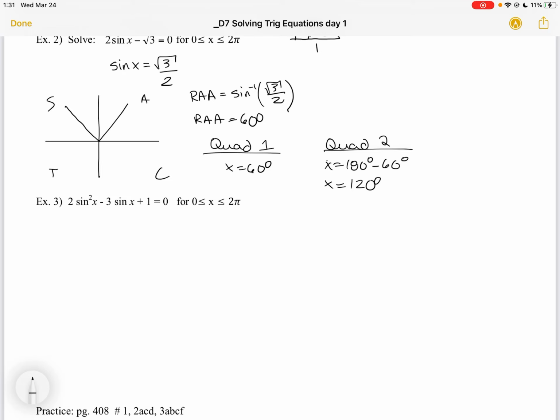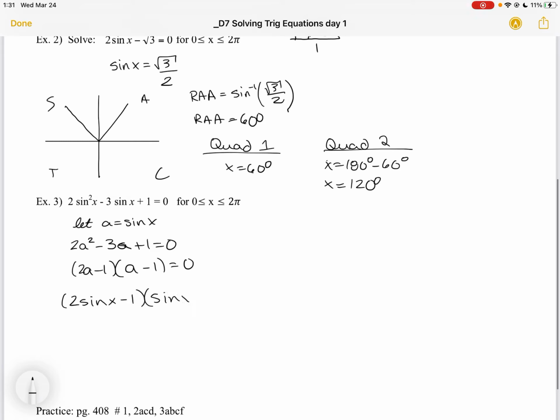The last example that I have here looks a little bit different because I can't rearrange it to get sine x by itself. What I can do, however, is I can factor it. So I can write this as 2a squared minus 3a plus 1 equals 0. And then what I can do next is I can now factor this expression. When I do that, I'm going to get 2a minus 1 and a minus 1. And then I can just replace my original sine x back in here. So I've got 2 sine x minus 1 and sine x minus 1 equals 0. And now I've really got two equations that I need to set equal to 0 and solve.